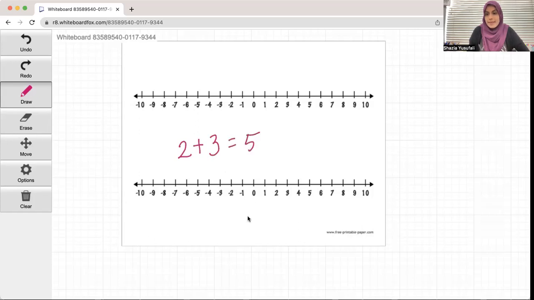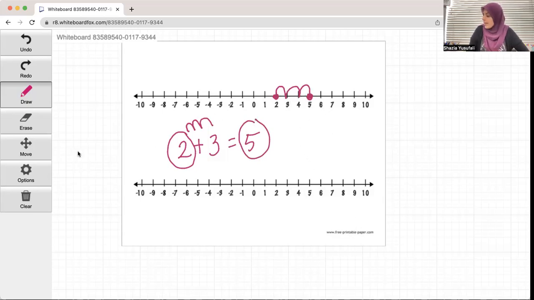We know it's 5. But how do I show this in the number line? We start at 2, and then we jump 3. You see that? We jump 3. Now, which way do we jump? We jump to the right because it's positive. So 1, 2, 3. We're ending at 5. Did you see that? So you start at 2, and then you jump 1, 2, 3, and you end at 5. Again, you start at 2, you jump 3, and you end at 5.